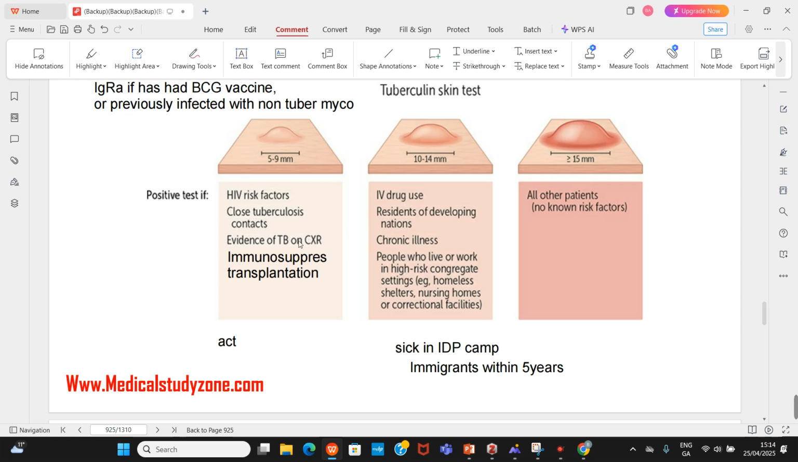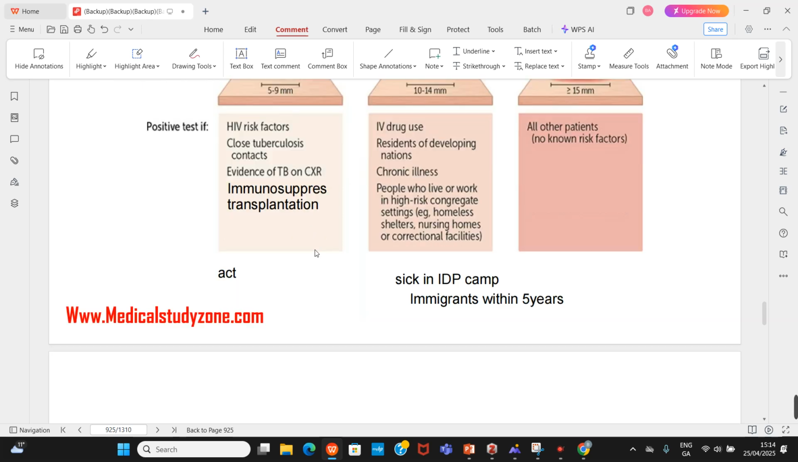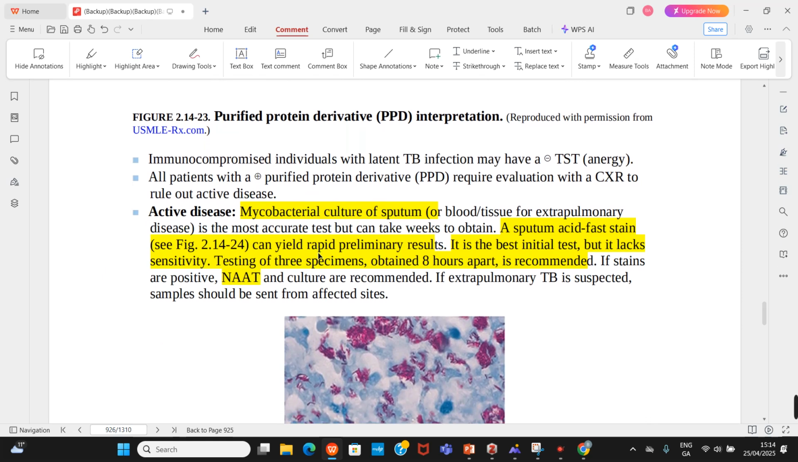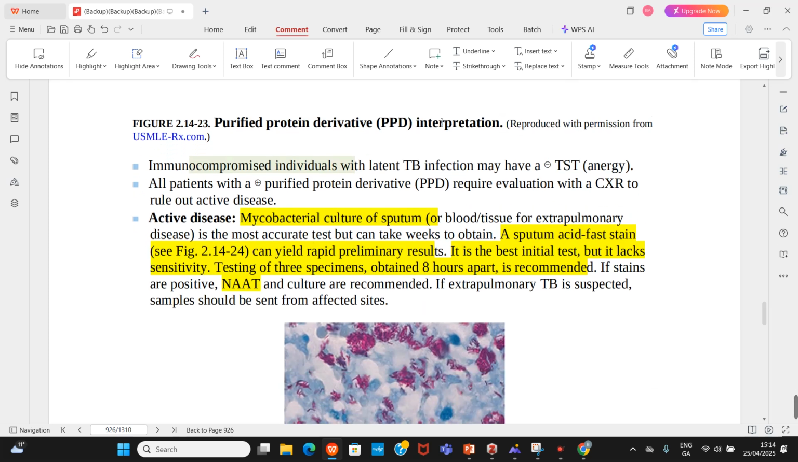So any form of immunosuppression, maybe from transplantation, HIV, contact with TB, evidence of TB on X-ray with this value, you can say this person has tuberculosis. Now, some immunocompromised people might not react very well to the tuberculosis skin test, and that's the concept of anergy, because they don't have any T lymphocytes to mount an immune response. So there's a possibility that the TST test is going to be negative.